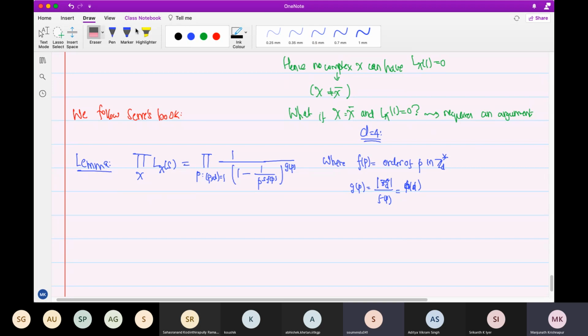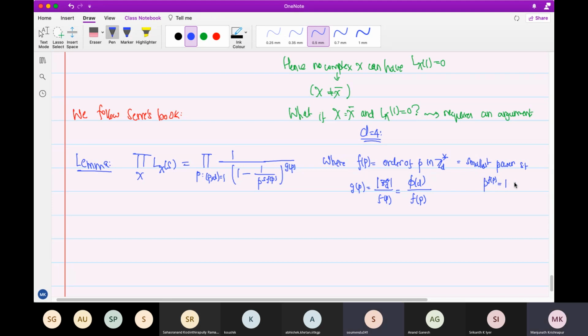Let me write properly. It is phi of d divided by f of p. Okay, so what is this? This is actually the smallest exponent, the smallest power such that p to the f of p is 1.